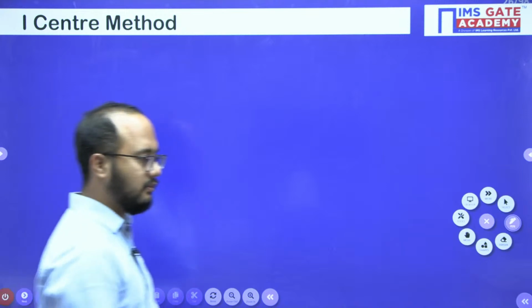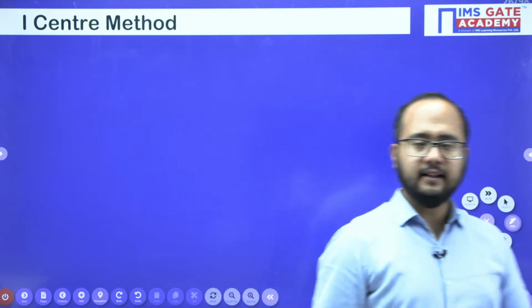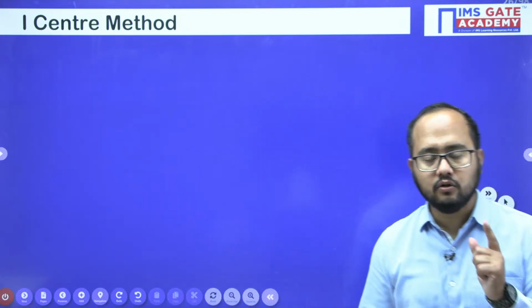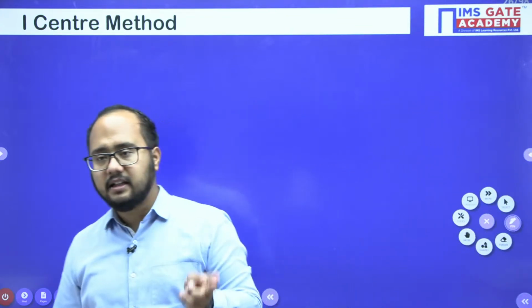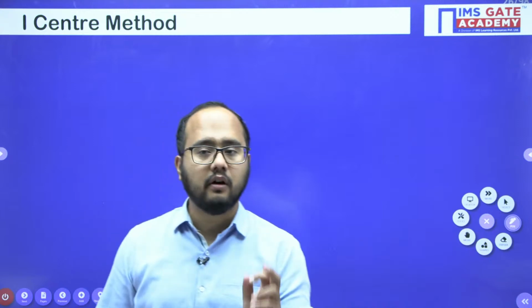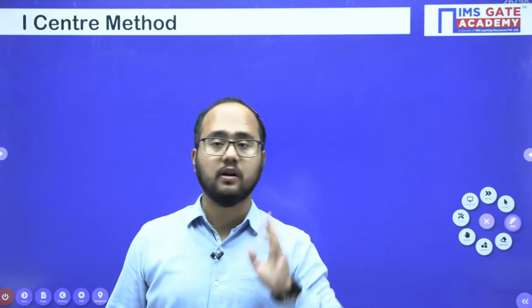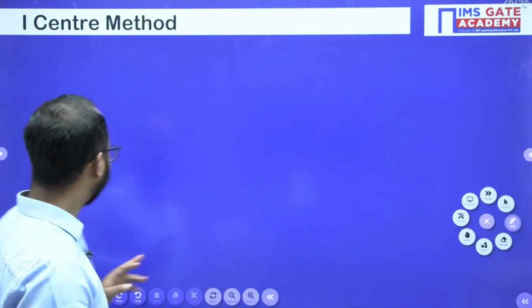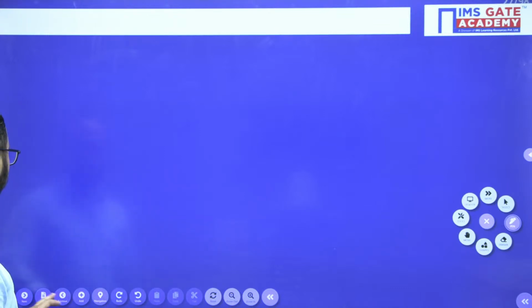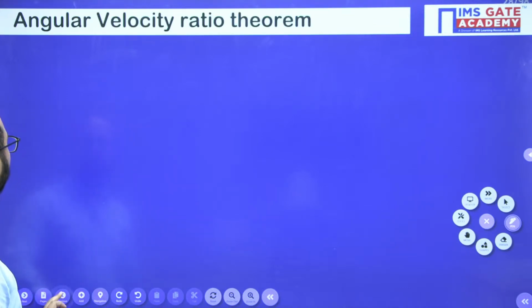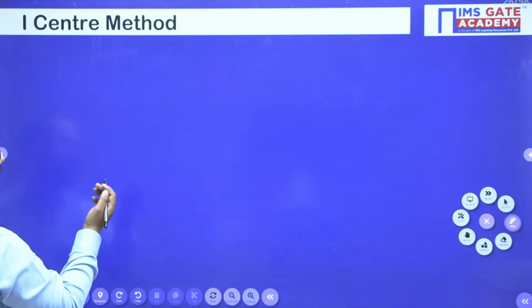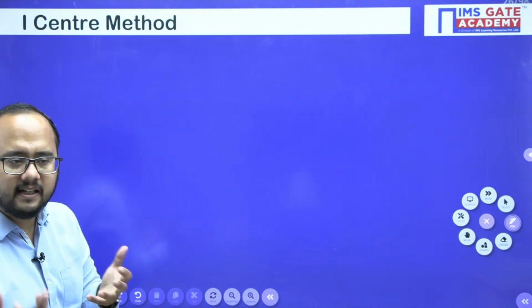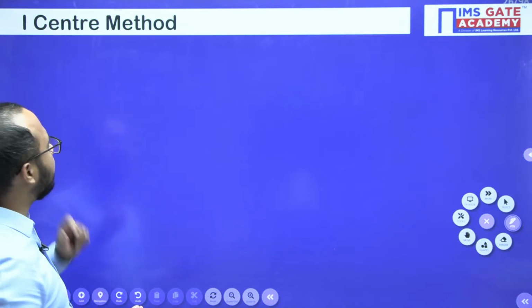Now next, I-center method. In the case of I-center method, you should understand first of all the concept behind I-center also. Then there is one theorem, angular velocity ratio theorem, that you need to understand. Very important. Okay everyone, now see. So first we'll discuss this I-center method. Okay, but before that you should have some basic knowledge about this I-center, right?